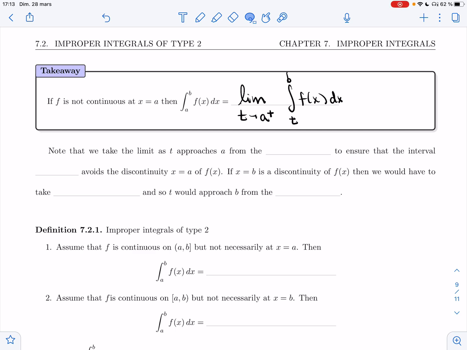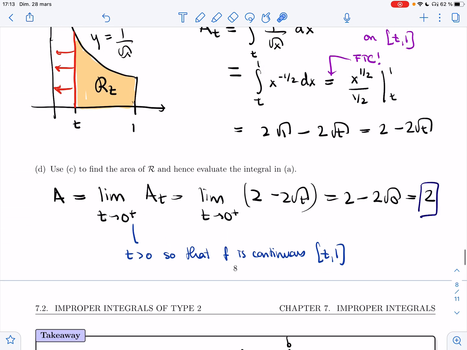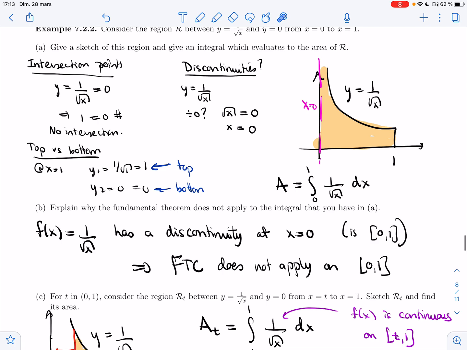All right, in this video, we will define how to evaluate improper integrals. We'll define improper integrals of type 2, and we'll be doing examples. So let's review what we have done. So we've looked at a region like this, where we have an asymptote on one side.